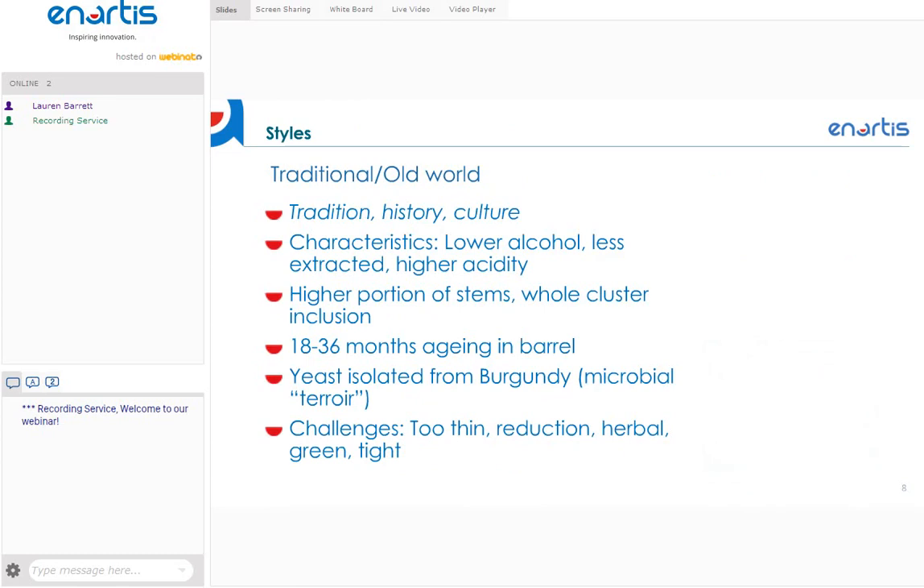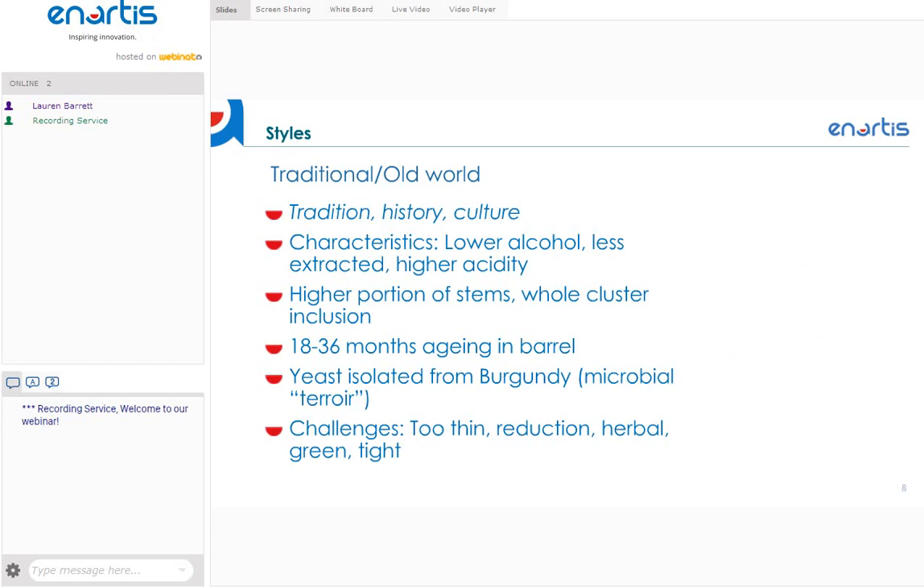Now, Pinot Noir has such a wide spectrum of different wine styles, so it's hard to categorize, but we can really focus on putting it into 2 groups, and that being Old World and New World. And Old World, of course, is stemming from Burgundy, which is the birthplace of Pinot Noir. And this style is really drenched in tradition, history, and culture.